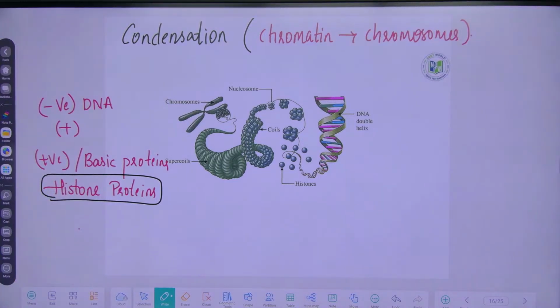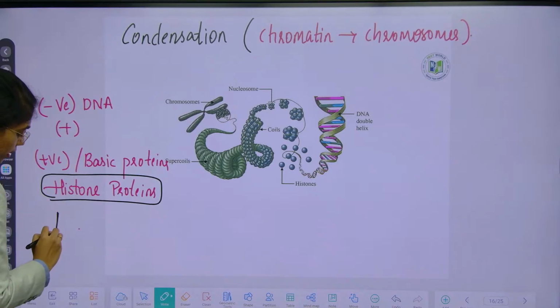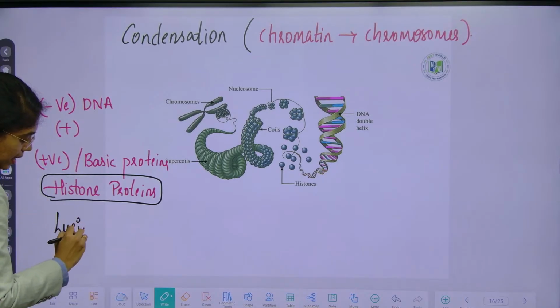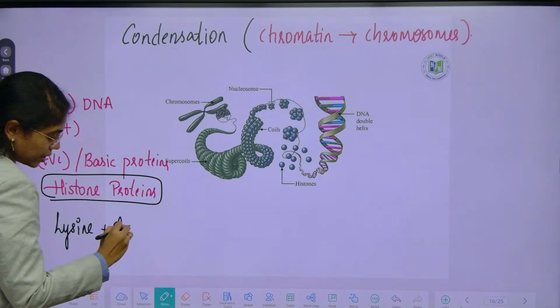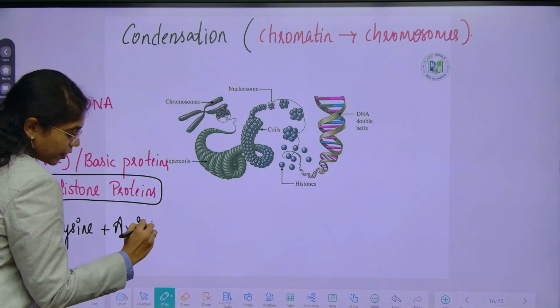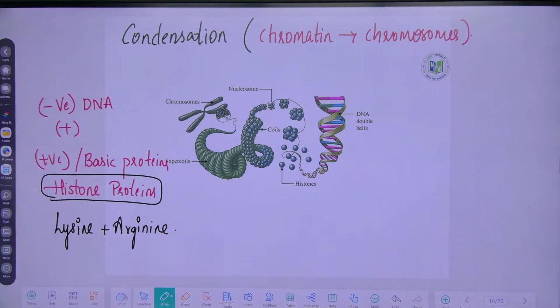Histone proteins are rich in what amino acids? Lysine and arginine. Very good. Lysine and arginine. Good. Okay. So, it consists of these amino acids.